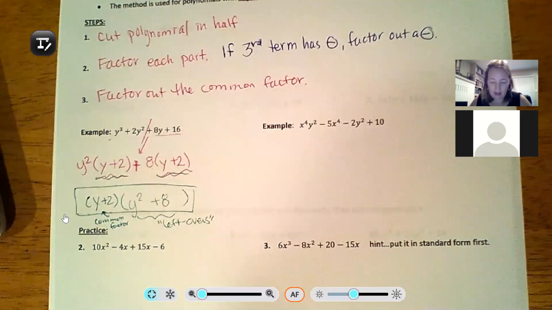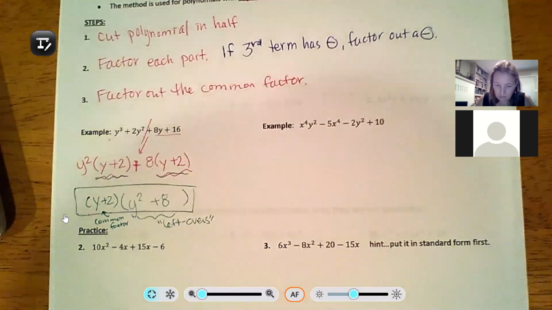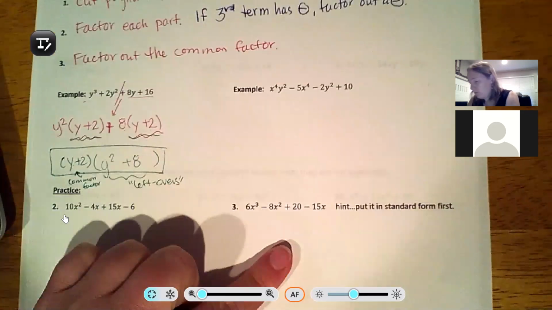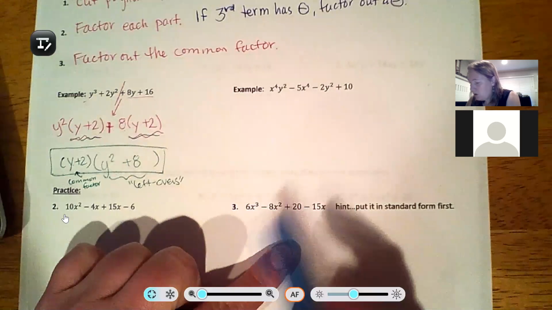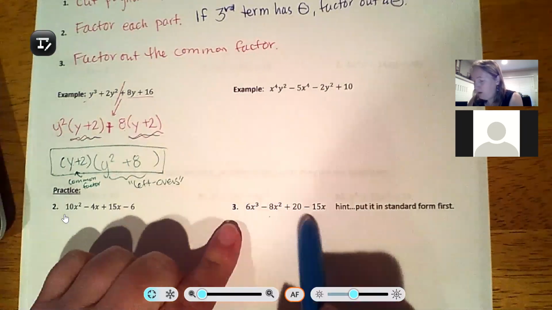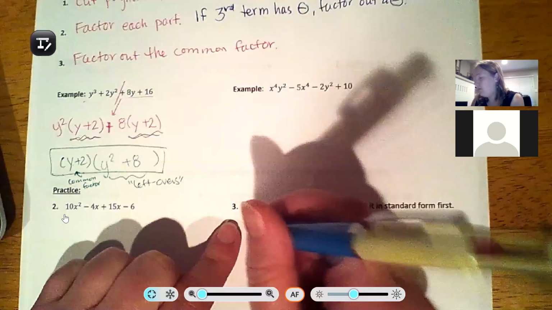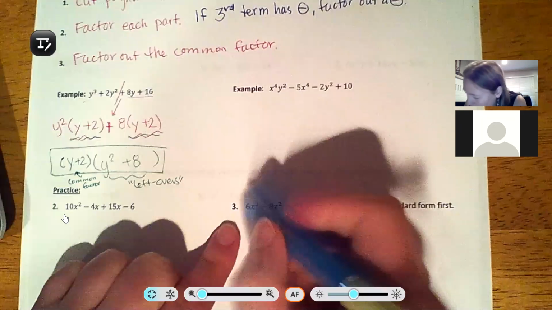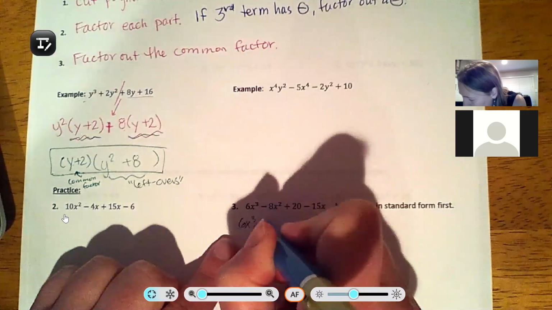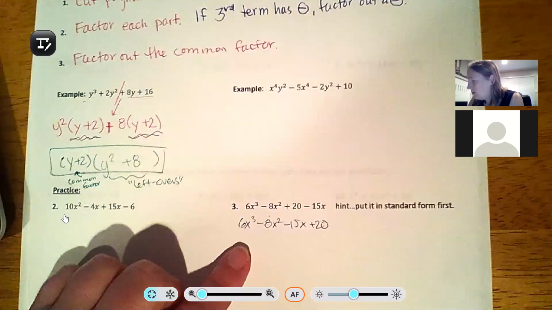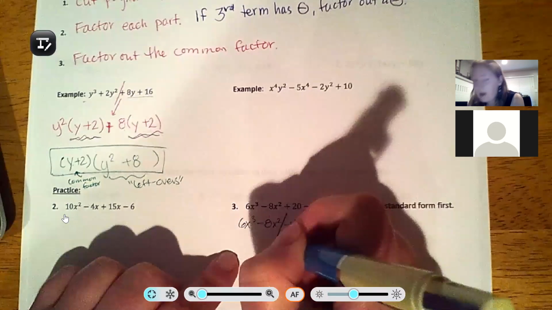All right, so let's do one with a negative. Let's do this one right here. So first we'll put it in standard form. Again, not required, but it'll make it more obvious. So I'm going to do 6x cubed minus 8x squared minus 15x plus 20. And cutting it in half.